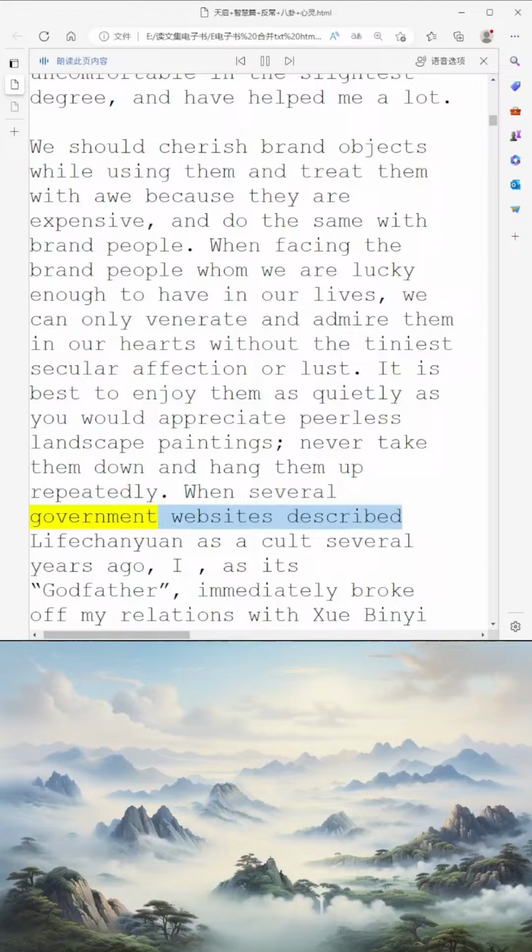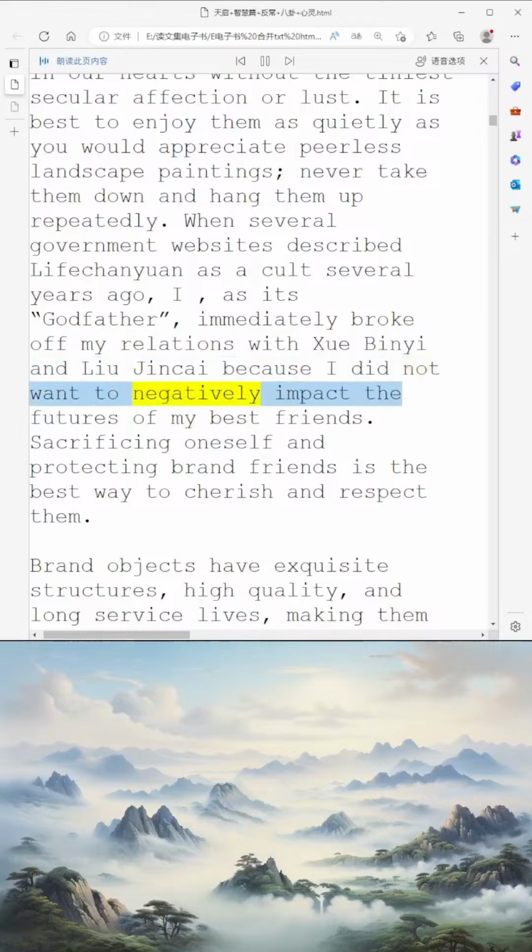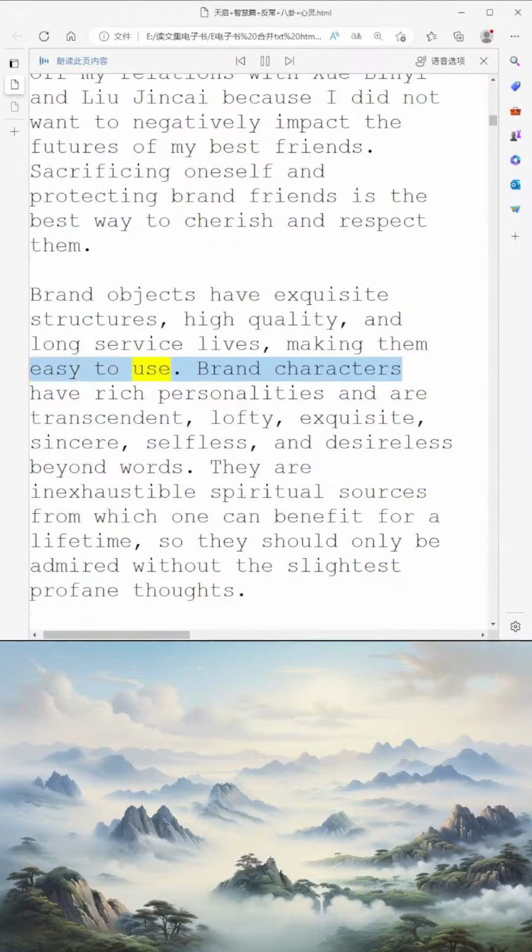When several government websites described Life of Chanyuan as a cult several years ago, I, as its godfather, immediately broke off my relations with Xue Binyi and Lu Jinkai because I did not want to negatively impact the futures of my best friends. Sacrificing oneself and protecting brand friends is the best way to cherish and respect them. Brand objects have exquisite structures, high quality, and long service lives, making them easy to use.